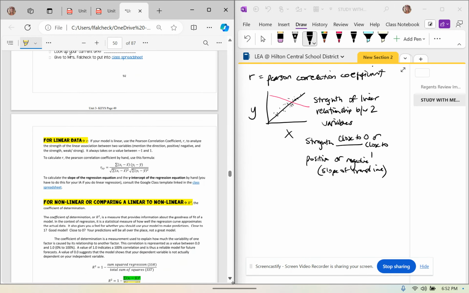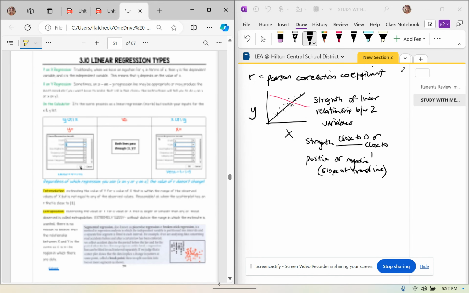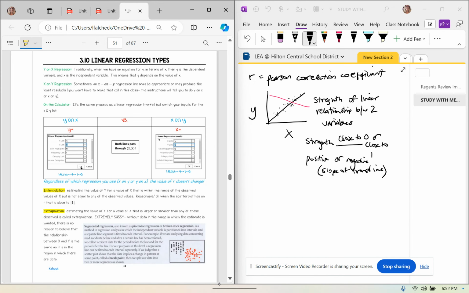Remember our class research question, the calculation of R squared, the coefficient of determination, that is only for your IA. You will not be tested on capital R squared. You will, however, need to know R, the lowercase Pearson correlation coefficient, as it pertains to linear equations. Linear regression, rather.